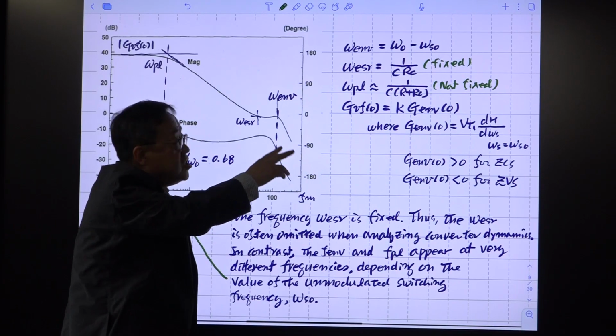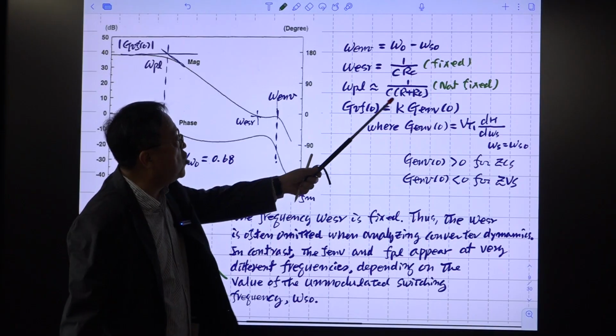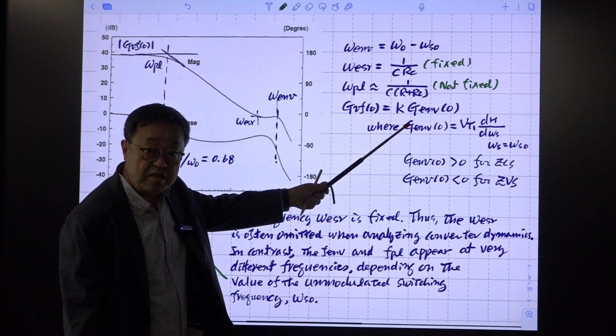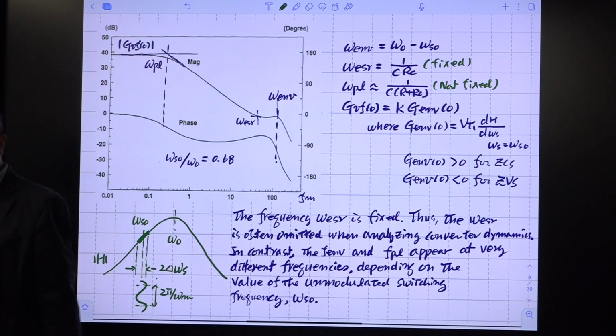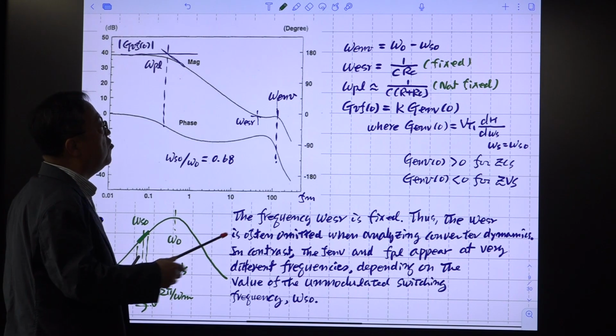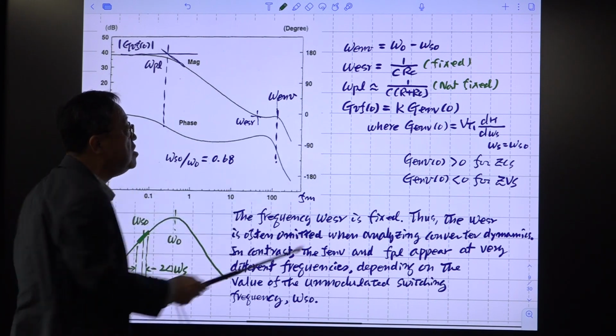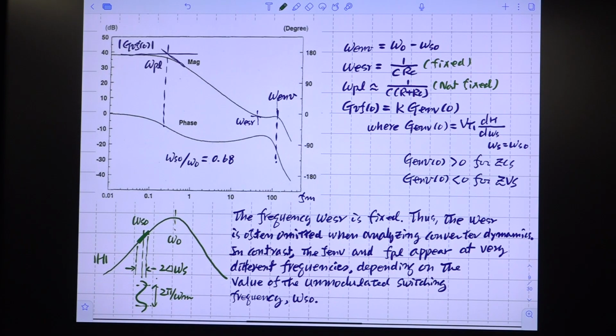If you change the load resistance, this pole changes. That's fine, that is natural. But if you change the switching frequency, this pole is still moving. So I don't have any reasonable explanation for this other than the simulation result. I don't know why it's moving, but I know it is moving. Somehow it is moving.